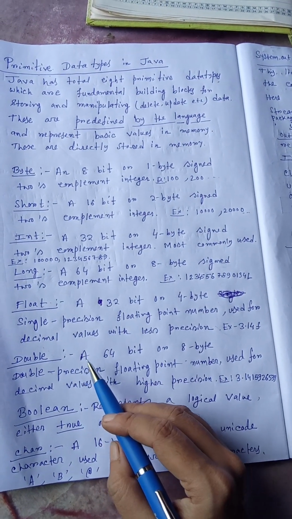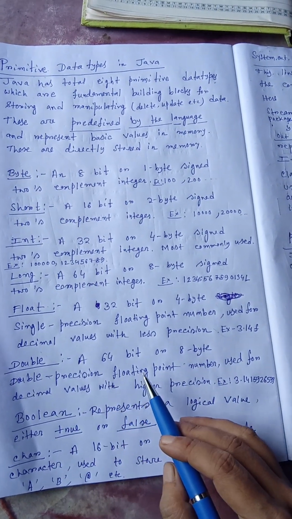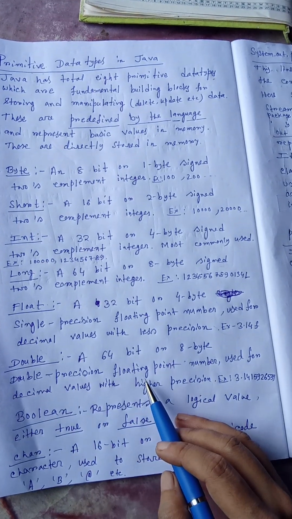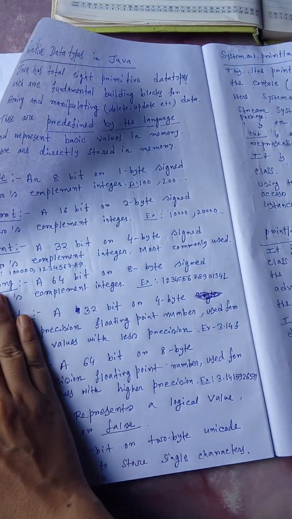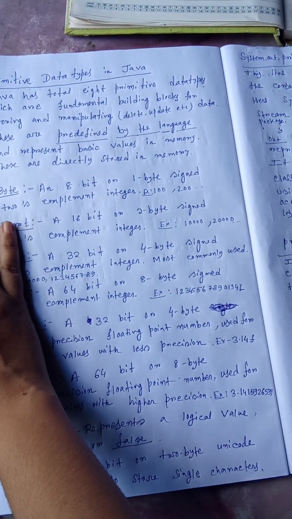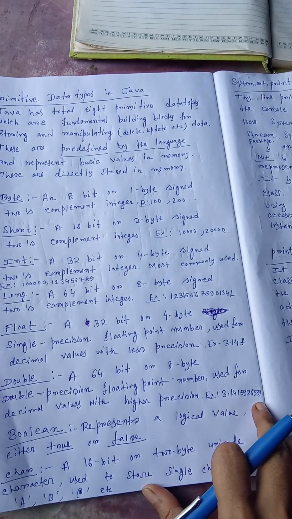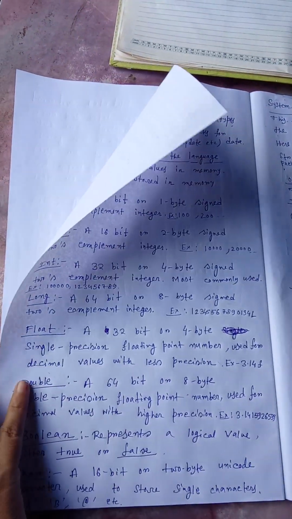Then comes double. A double can store a 64-bit or 8 byte double precision floating point number, which means it can store decimal values with higher precision. An example is 3.1415265339 etc. We can store a larger number here with better precision, double precision.